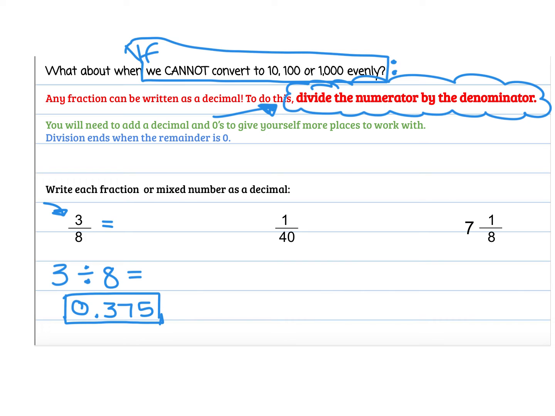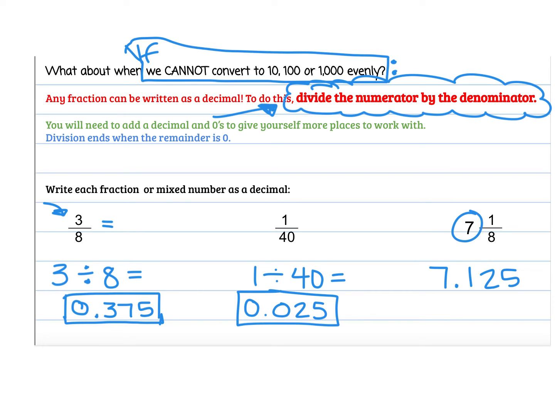1/40, so in my calculator, I'm going to do 1 divided by 40, and then I would get 0.025, or 25 thousandths. And then 7 1/8, I'm going to take the 7 and just leave it as 7 point whatever, and then I'm going to do 1 divided by 8, and I get 0.125, but because I have a 7, it's going to be 7.125. So you can't forget about the mixed number.